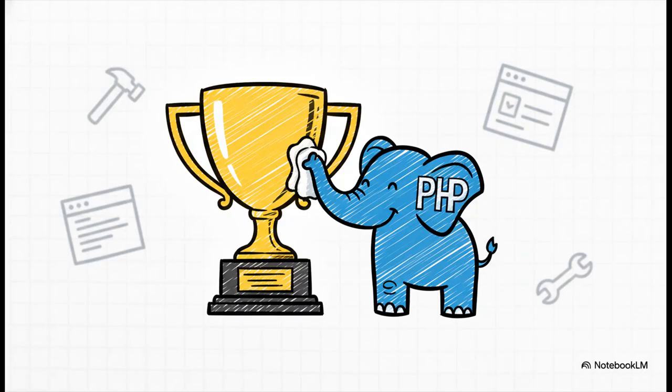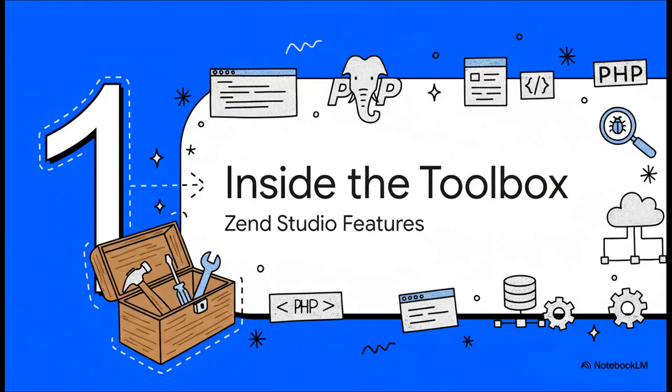And for a very, very long time, if you were in the PHP world and you asked someone, hey, what's your workshop of choice? A super common answer was Zend Studio. It wasn't just an option. For a lot of pros, it was the option. So what was the secret sauce? What made it so popular? Well, let's pop the hood and take a look inside its toolbox. We're going to see exactly what features made this thing the gold standard for so many years.